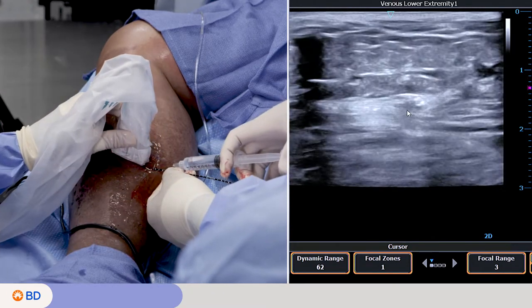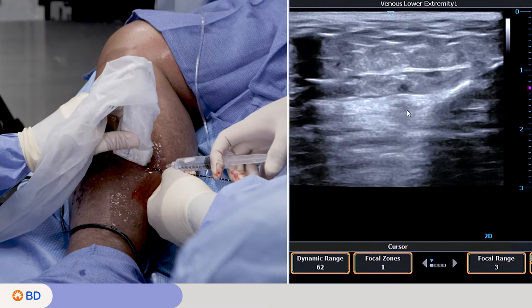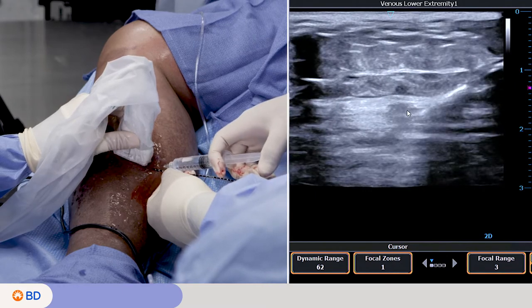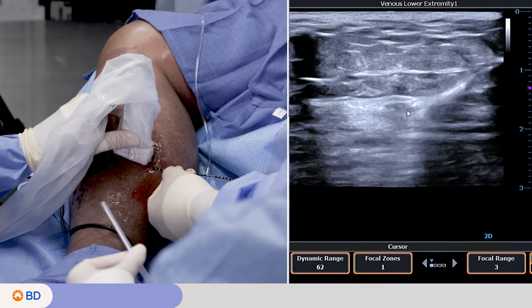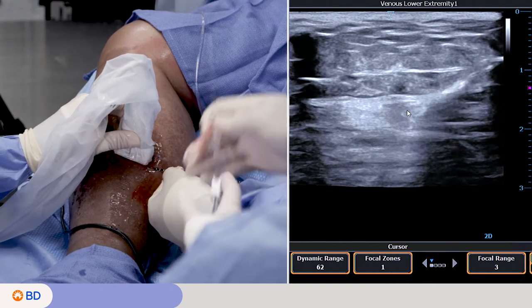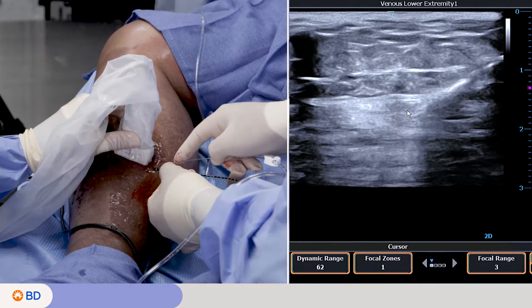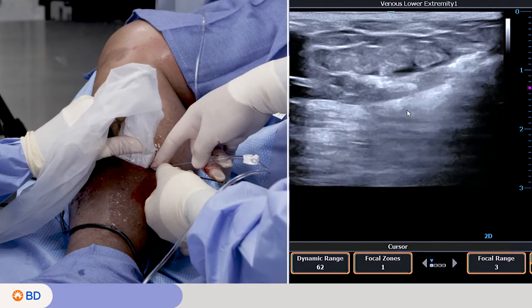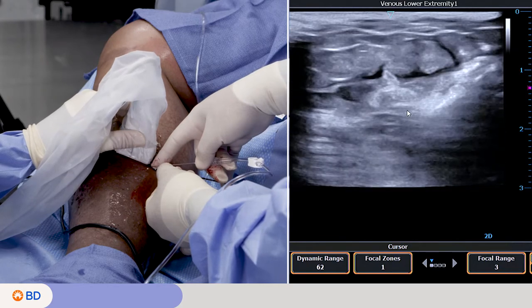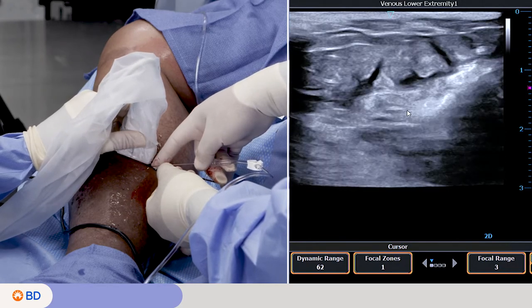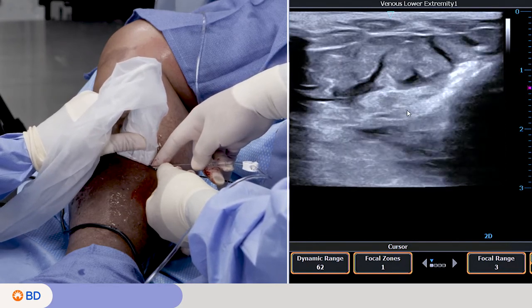Administer local anesthesia. Then inject tumescent anesthesia adjacent to the vein wall to create a layer of fluid around the vessel. Ensure the distal tip of the catheter is at least 0.5 centimeters from the skin, deep system, and adjacent arteries.